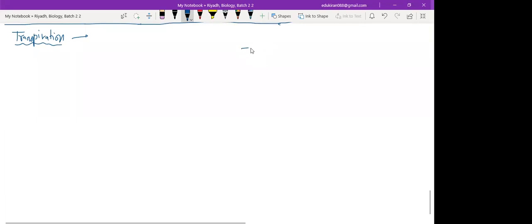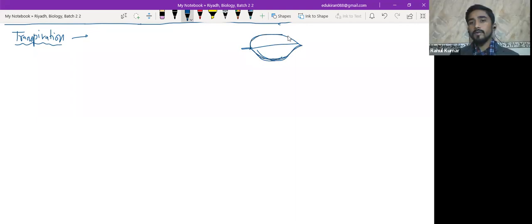Okay, now this is a leaf. This is the part which is facing the top, and if I see from here, this is the bottom part and this is the top part. Now, on which surface do you think stomata is present the most?